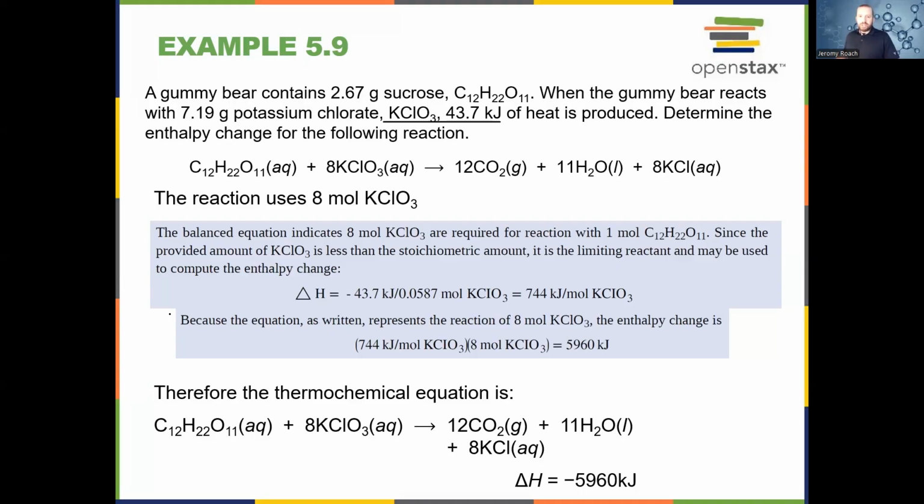Now, because this equation is written the way that it is, that's the change in enthalpy for 1 mole of potassium chlorate, and we want to finally know how much energy 8 moles uses. So this ends up being times 8, and we get 5,960 kilojoules. So this is our final thermochemical equation.